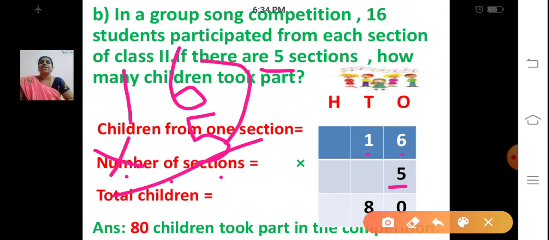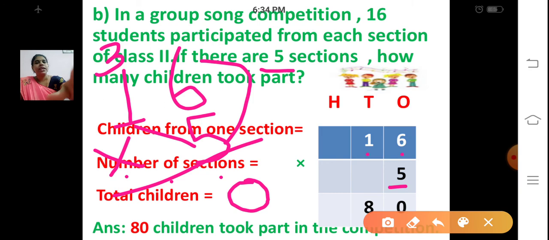Multiply these two. 6 into 5. 6 5s are 30. 0, and 3 will be carried over. Then multiply the digit at the tens place by this 5. 1 5 is 5. Then add this carried over 3. 5 plus 3 is 8. So 80. So the total number of children is 80. So 80 children took part in the competition.